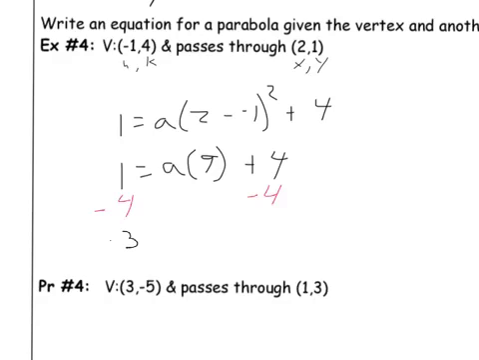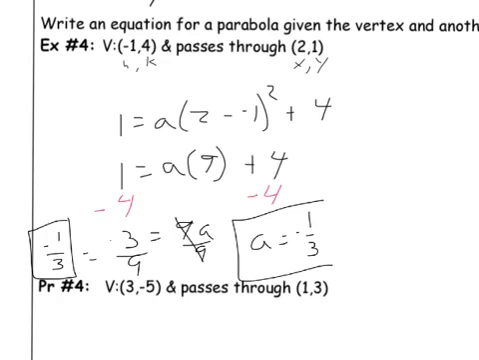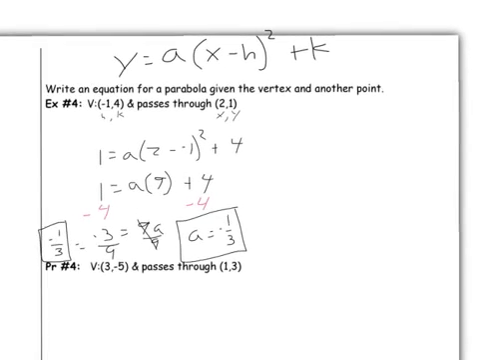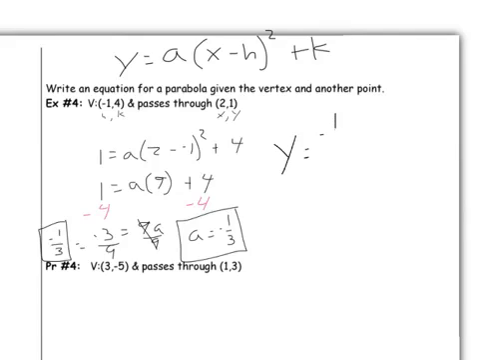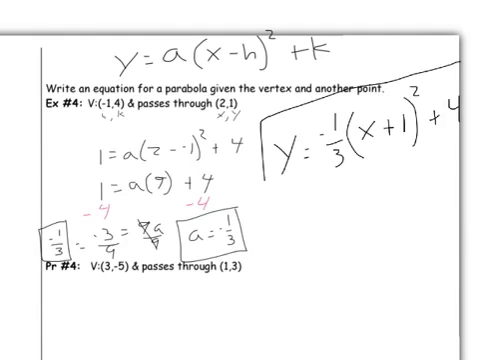And I get -3 equals 9a. Divide both sides by 9. -3/9 reduces down to -1/3. So a equals -1/3. Alright, well, now I actually have everything to write this equation if you think about it. So I'm going to write y equals, instead of a, I'm just going to write -1/3 times (x minus my h. My h again is -1, so minus a negative is the same thing as saying plus 1) squared plus 4. There we go.